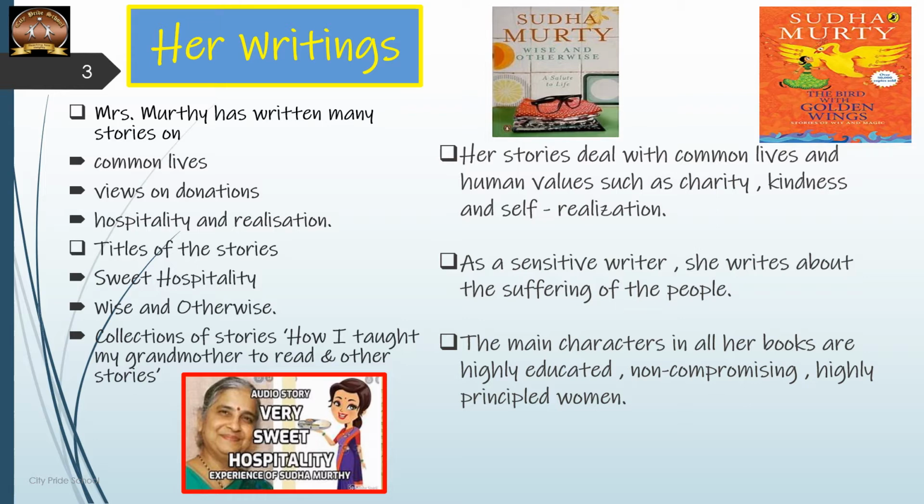Most of the time, the theme of her books is that she likes to write about people from common walks of life, and she loves to throw her views on human values such as charity, kindness, and self-realization. She's a very sensitive writer. She tries to highlight the sufferings of the people. The main characters of her books are most of the time highly educated. They don't compromise with the circumstances or the difficult situations that are there in their lives. And all the women characters in her books are highly principled. They don't compromise with their principles.